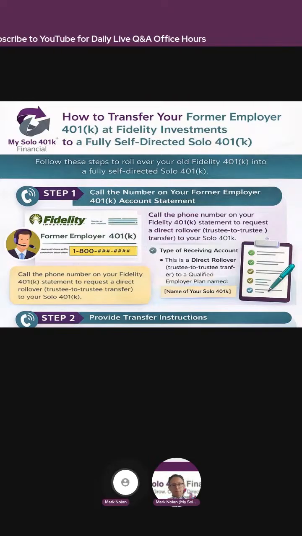So today, we're going to explain how to transfer your former employer 401k held at Fidelity Investments into your solo 401k and what steps to follow to ensure the transaction is processed as a non-taxable trustee to trustee transfer, aka direct rollover.